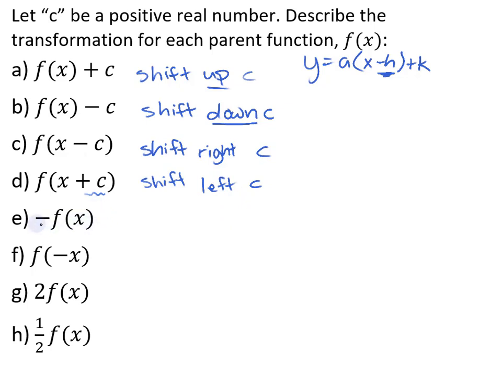Okay, what about if I have a negative sign in front of my function? What is that acting as up here? In this case, we're acting like a. So in this case, if a is negative, we have a negative multiplier in front of our function. That's going to give me that reflection over the x-axis.